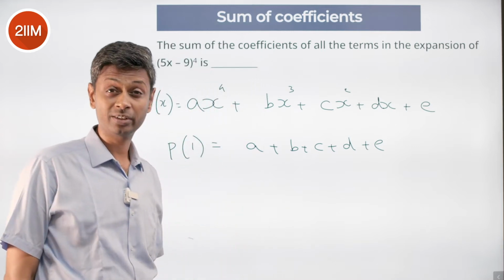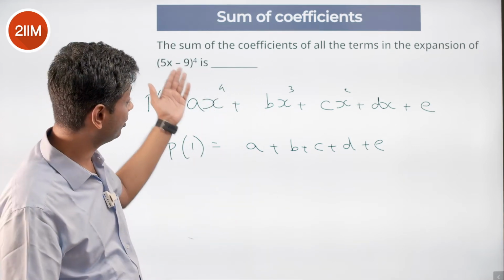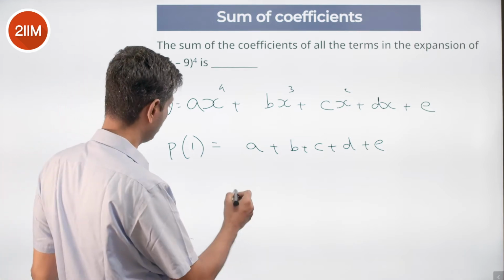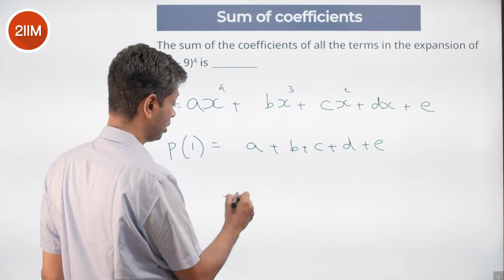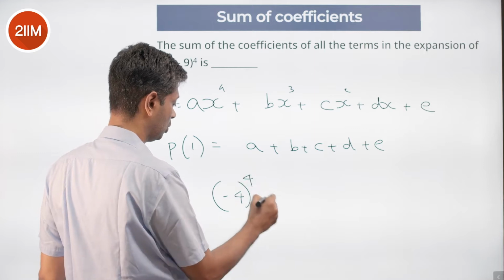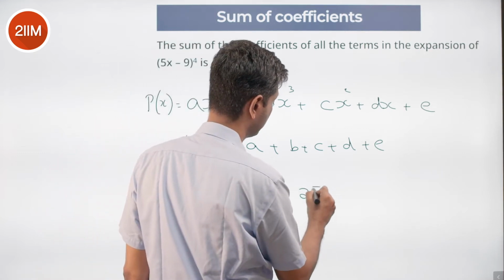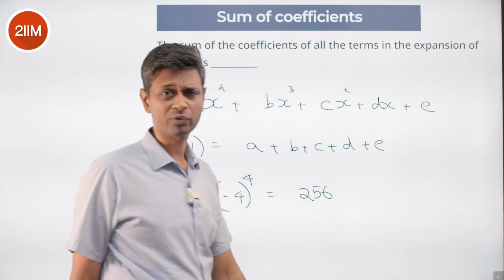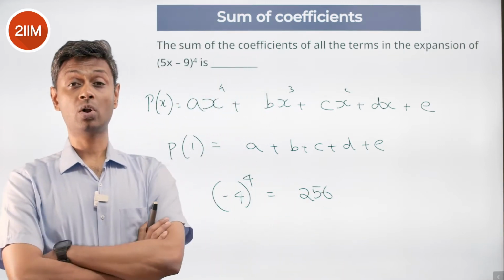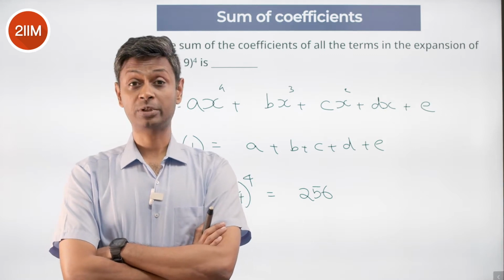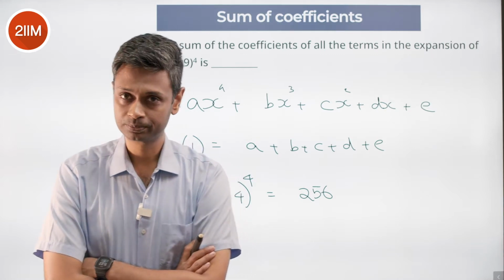Or I can expand this and find all the coefficients, or I can just substitute x equal to 1. Whatever that value is, that's my answer. If I put x equal to 1, 5 into 1 minus 9, 5 minus 9, minus 4 whole power 4, which is 4 power 4, 16 square, 256. Sum of all coefficients is probably the easiest question in this whole lot in binomial theorem. Plonk in x equal to 1, which is expand the expression, find the numerical value, we are through.